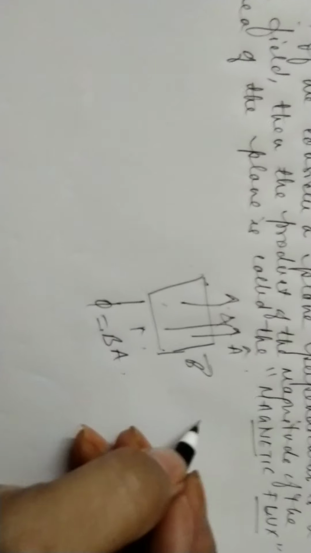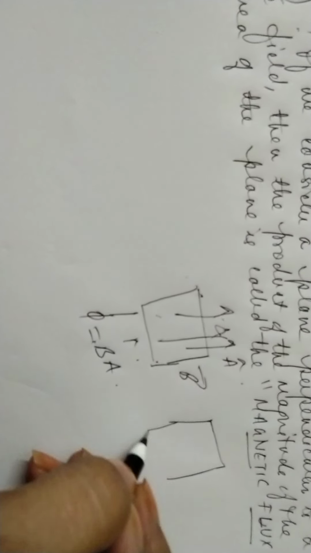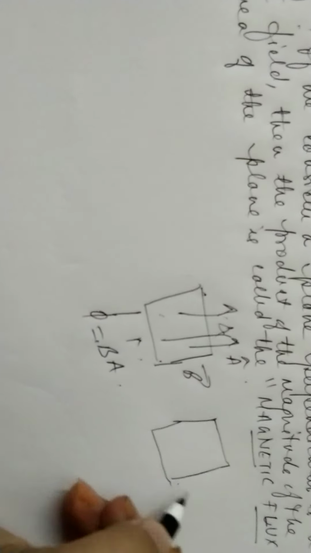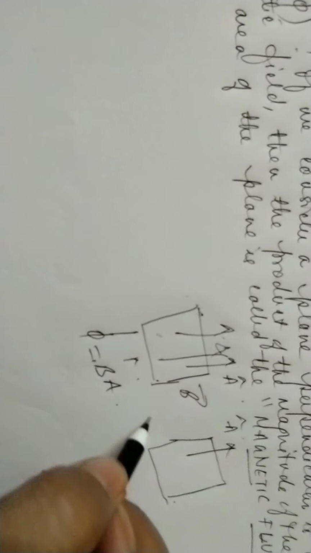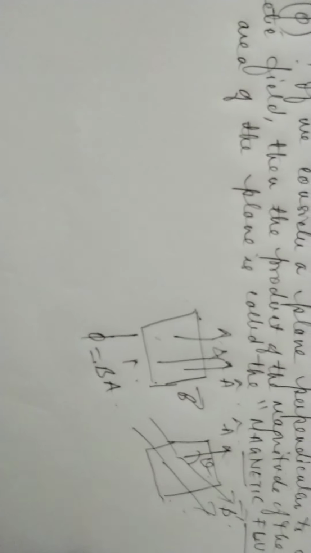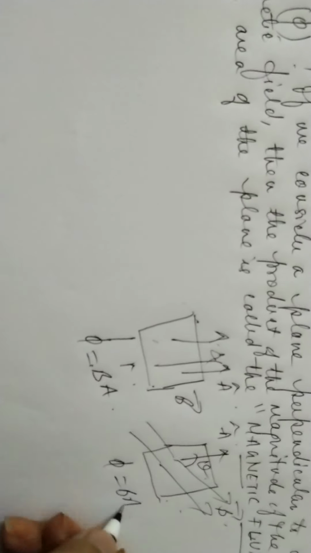But suppose we have the condition where this is the area we have considered, and this is the area vector, A caret or A vector, that is the direction. But the field is in this direction. So the angle it makes with the magnetic field is theta. This is the direction of the magnetic field. So in this case phi is equal to BA cos theta.